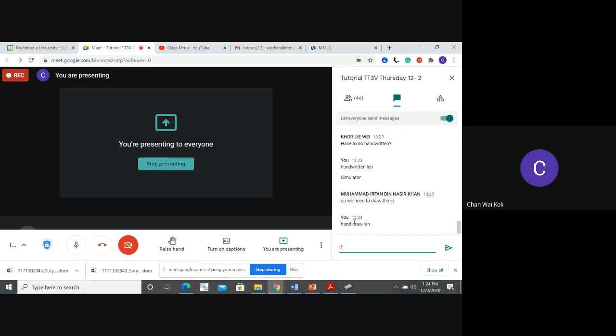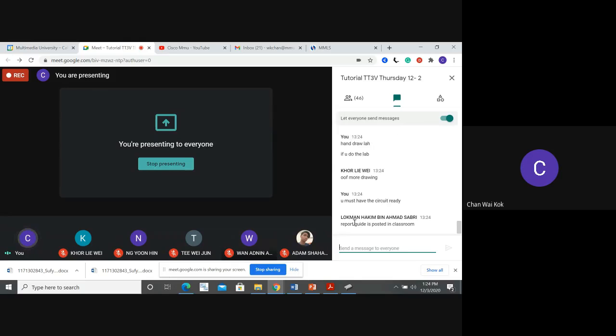If you do the lab, you must have the circuit ready. It is important to have the circuit diagram ready. Once you have the circuit diagram, when you go to the lab you know which pin to wire to which pin. Then you can get the lab done very quickly. Okay, right?